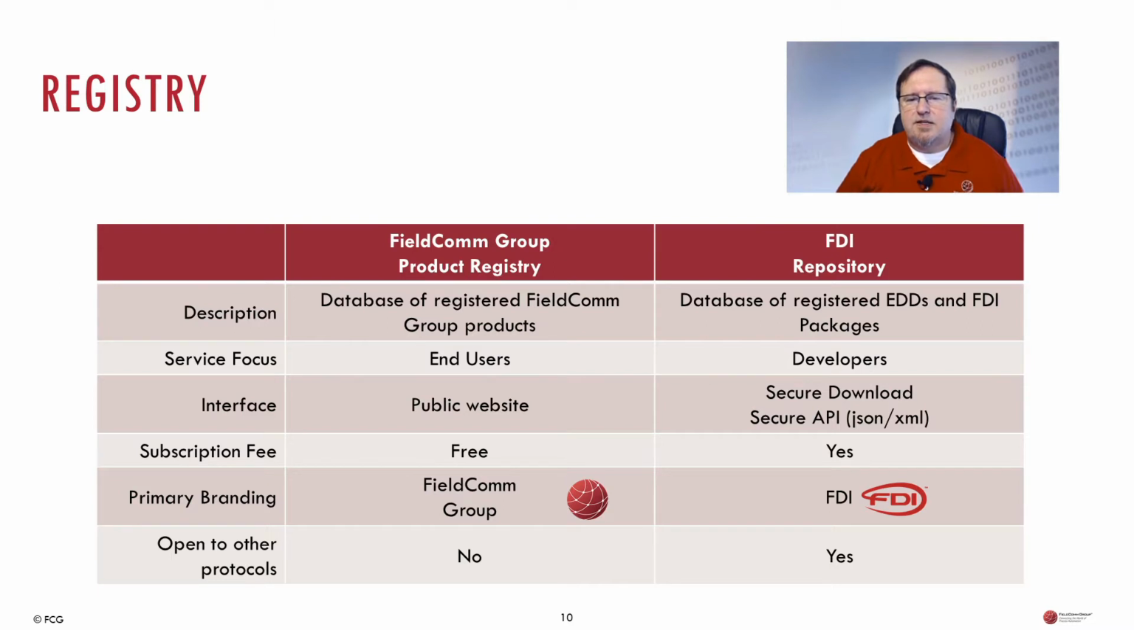Part of that, of course, is we make available the device descriptions or FDI packages. This registry allows end users, or for that matter anybody in the world, to access, to filter and find products and then ultimately download a device description or package. But the package or the DD that is served by this registry originates from the repository. So we built systems and we utilize those systems today for us to be able to deliver a public-facing website for those registered products.